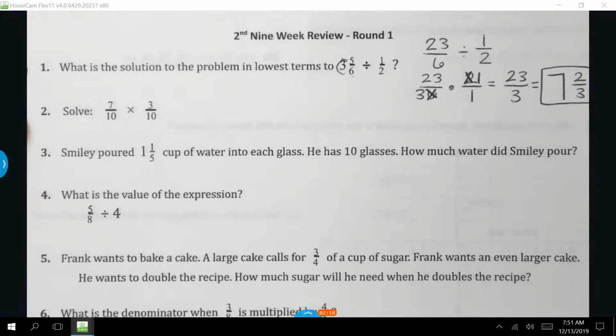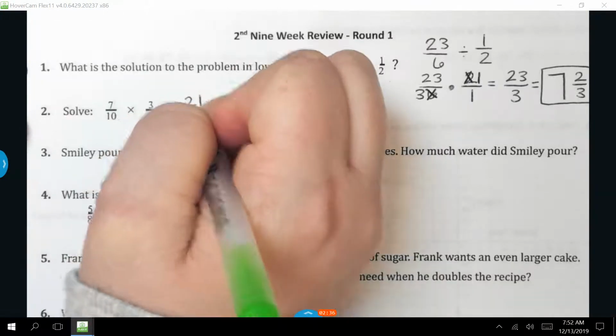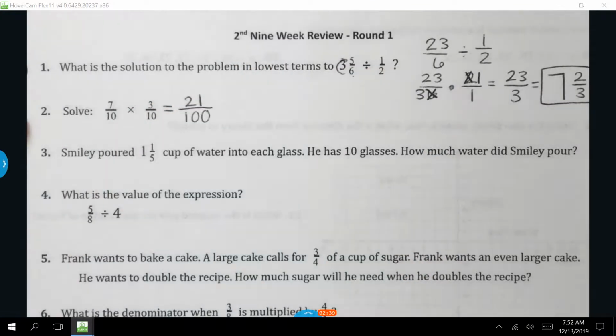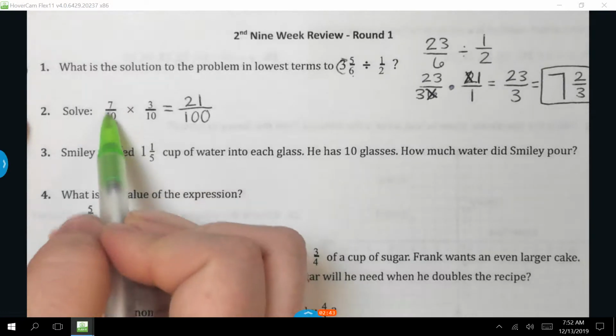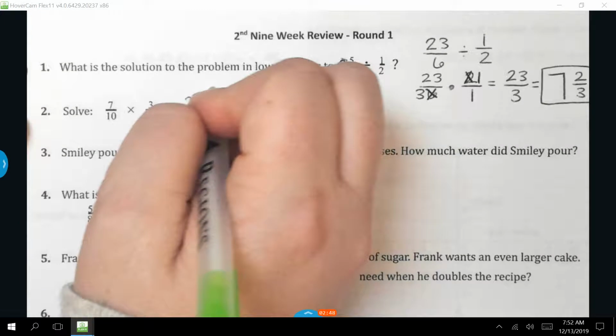All right. Number 2, I'm multiplying these 2 fractions. What do I need to do first? Vinny? Multiply 7 times 3. Yeah, just multiply. So on the top, 7 times 3 gave me? 21. On the bottom? 10 times 10 is 100. All right, those are really big numbers. Will it simplify? No, I don't think these will, and I can always double check. 7 and 10 doesn't, 3 and 10 doesn't. So my answer is just 21 over 100.